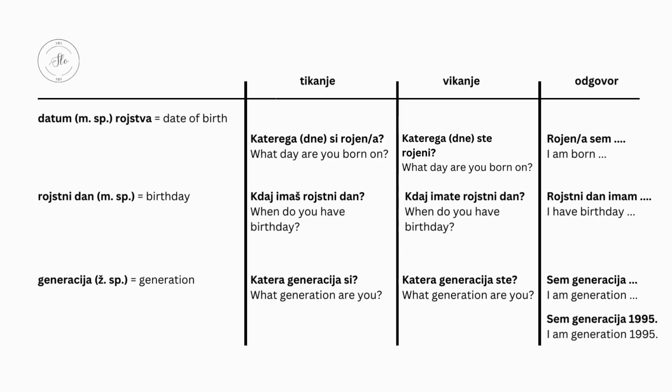Moving on, we have the word generacija, which means generation. If you use tikanje, you can ask katera generacija si? And if you use vikanje, you can ask katera generacija ste? And then you can reply sem generacija and add the year of birth. For example, sem generacija 1995.